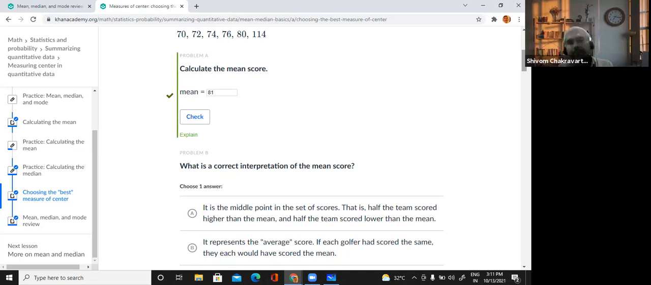Is this clear what we are doing now? We are trying to interpret the mean. Mean is 81 means what? We are trying to interpret that. Yes, students.